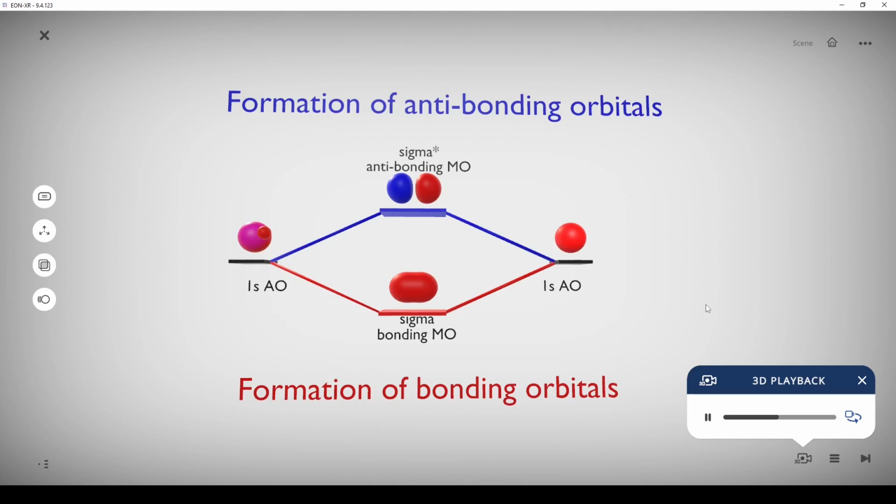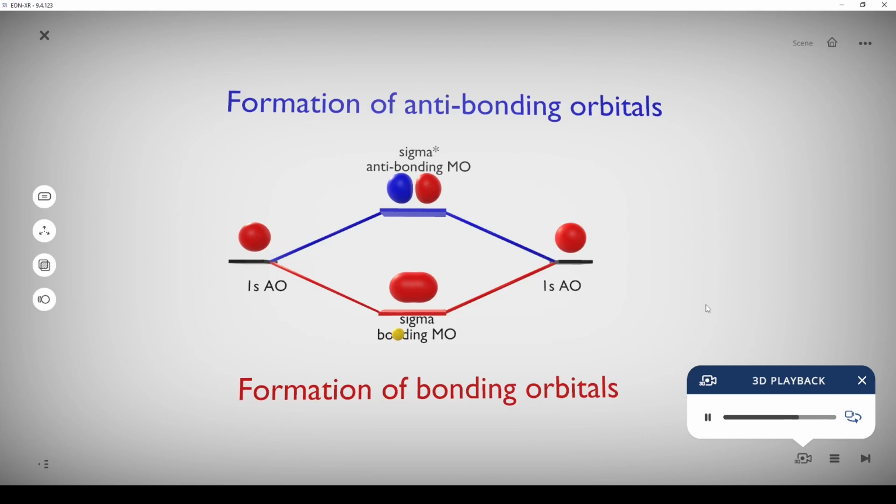So let's play the animation. Here they're coming in phase, bonding orbital. Here they are going out of phase, antibonding orbital. Let's look at that again. In phase, bonding orbital; out of phase, antibonding orbital. So you can look at the color. If it's the same color, it's in phase, bonding orbital. If they are different colors, out of phase, antibonding orbital. Okay, let's stop the animation.